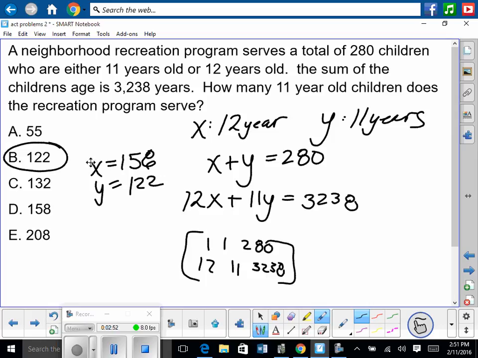Okay. So we were going for 11-year-olds, right? So awesome. So not that bad, but we probably wouldn't have been able to do it without what we just learned in secondary three. Okay.